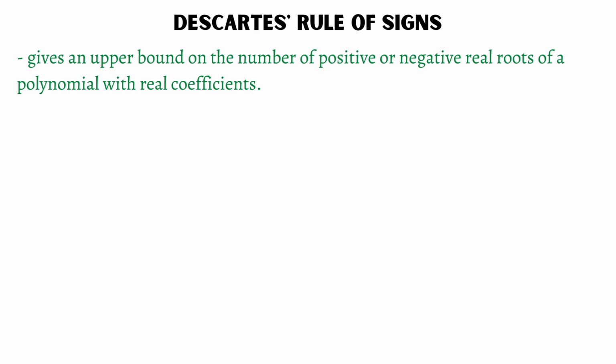From René Descartes' rule of signs, we can understand that it gives an upper bound on the number of positive or negative real roots of a polynomial with real coefficients. You will understand what upper bound is as we move forward. Let's take a polynomial, f of x is equal to 5x power 6 minus 3x power 4 plus 7x minus 5.